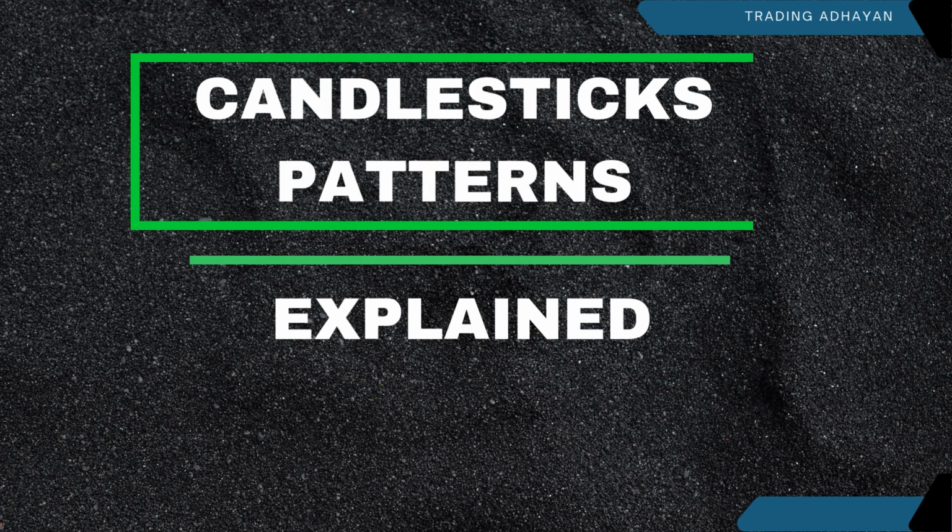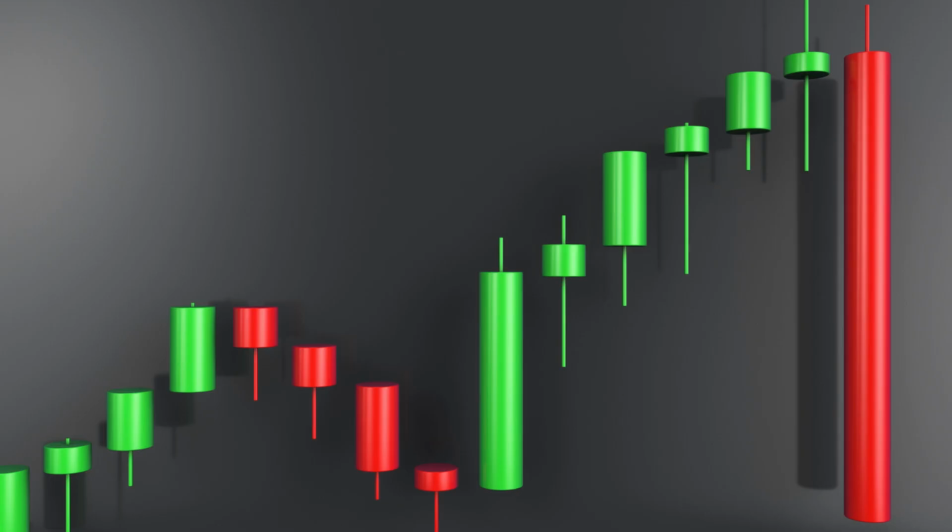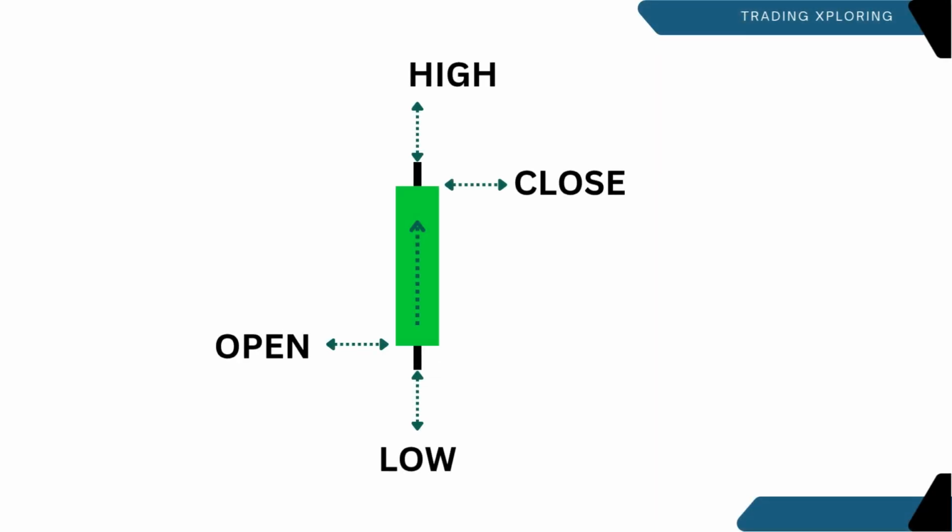What is a candlestick? A candlestick is more than just a shape. It tells the story of price in a specific time frame. Each candlestick shows four key pieces of information. Open, where the price started. Close, where it ended. High, the highest price reached. Low, the lowest price reached.